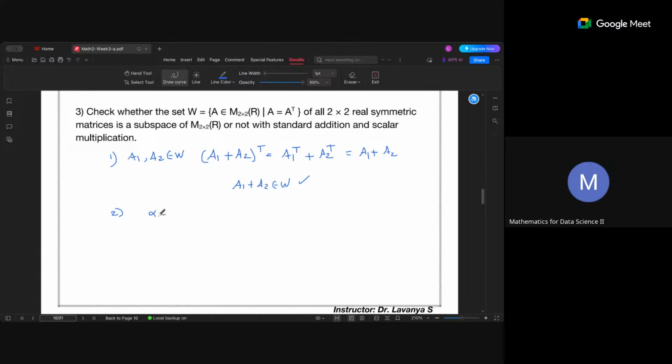What about the second one? (Alpha times A) whole transpose is alpha times A transpose. And what is alpha times A transpose? A transpose is equal to A, so it is alpha A. So you see that (alpha A) transpose is equal to alpha A, which means it belongs to W. So the second property is satisfied. So W is a subspace of which set? M2 by 2 of R, the set of all 2 by 2 matrices. Okay, so this is a subspace of the set of all 2 by 2 matrices. Is that clear? Yes.